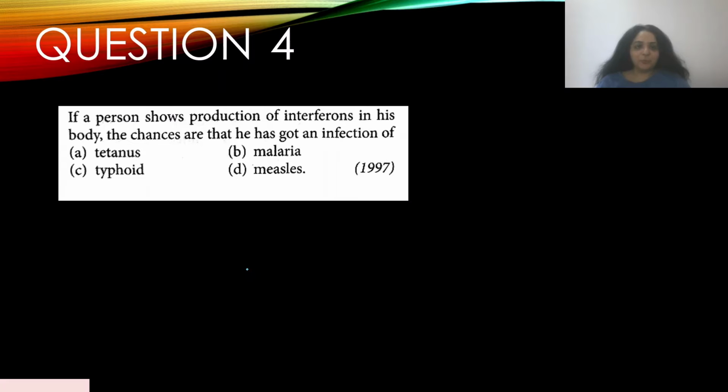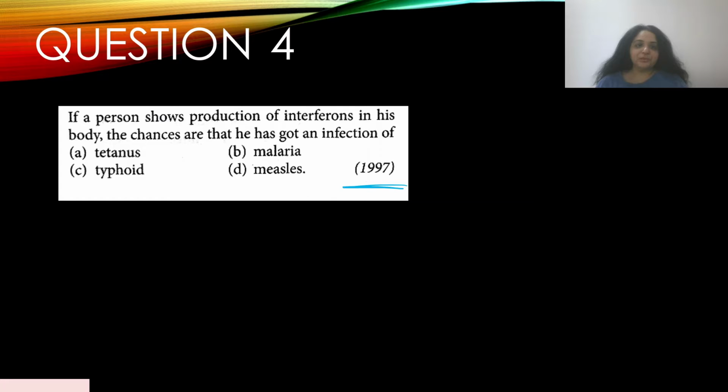Alright, question number 4. If a person shows production of interferons in his body, the chances are that he has got an infection of, and this appeared in 1997, A. Tetanus, B. Malaria, C. Typhoid, and D. Measles. Interferons, like I already discussed, are antiviral. They act against viral infections.